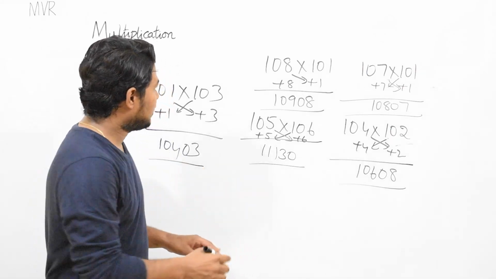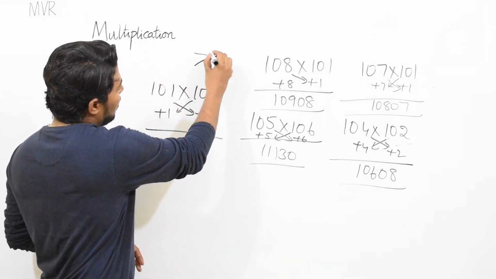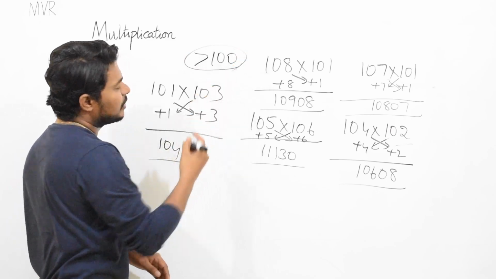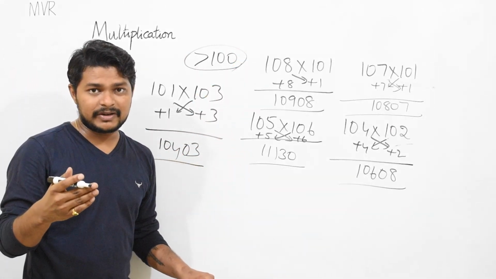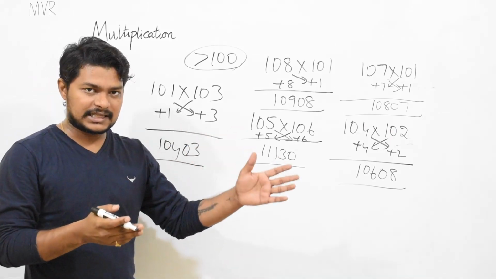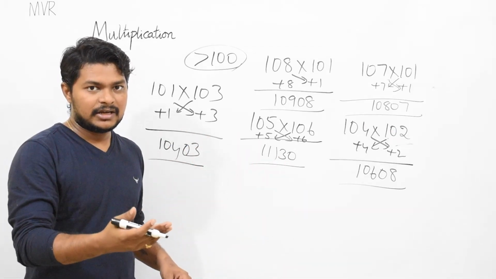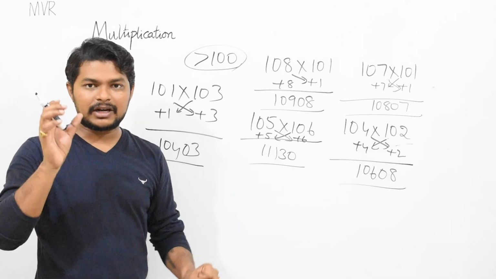Now if you observe, all these numbers are greater than 100. Both the numbers are greater than 100. Previously we saw both the numbers less than 100. Now in the next method we will see one number less than 100 and one number greater than 100.